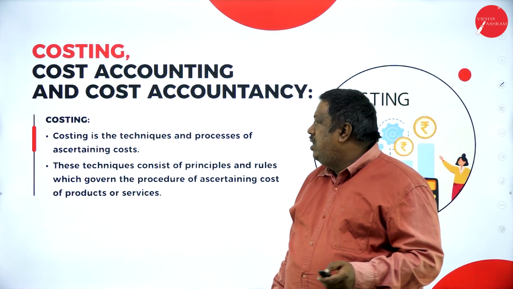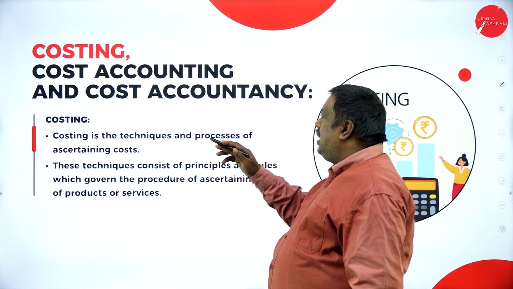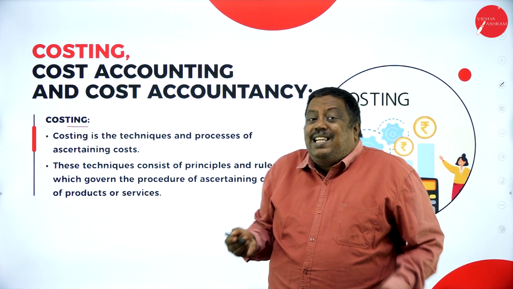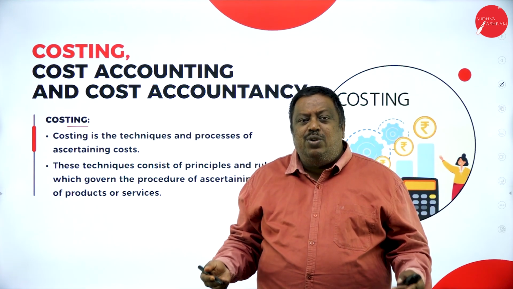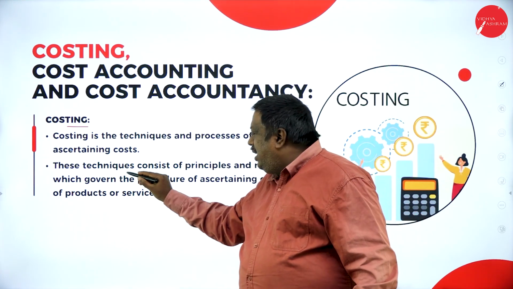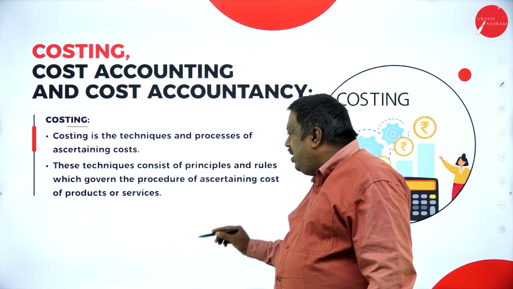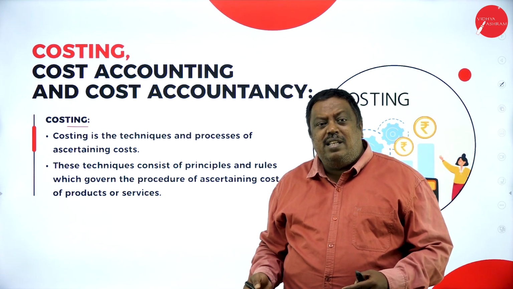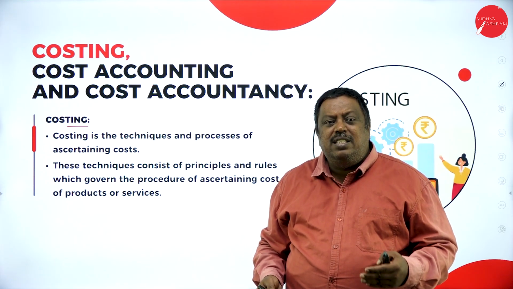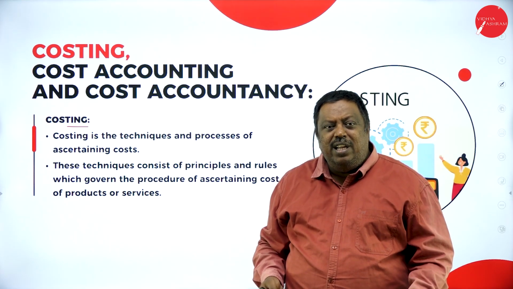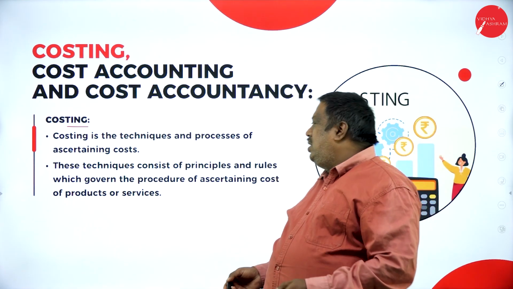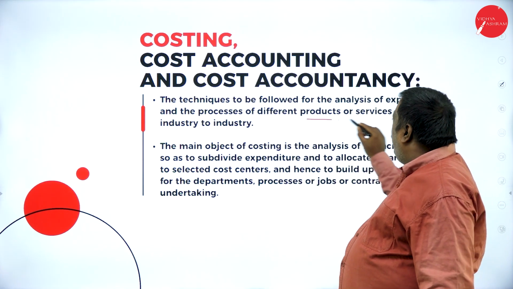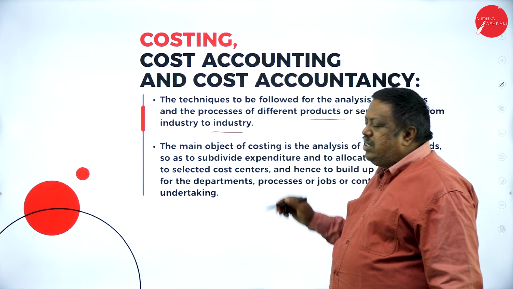Next we have costing, cost accounting and cost accountancy. First we'll take costing. Costing is the technique we use to get information about the cost. The techniques consist of principles and rules. As I already said, how we have to identify, which information should be considered, and what should be considered based on the business or the process we are doing, and identifying the cost. The techniques to be followed for the analysis of expenses and the process. Different products or services differ from industry to industry.